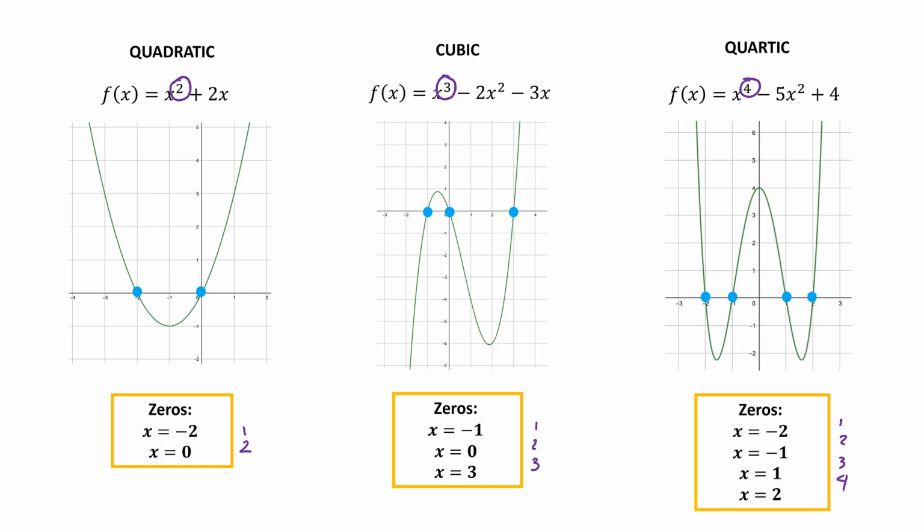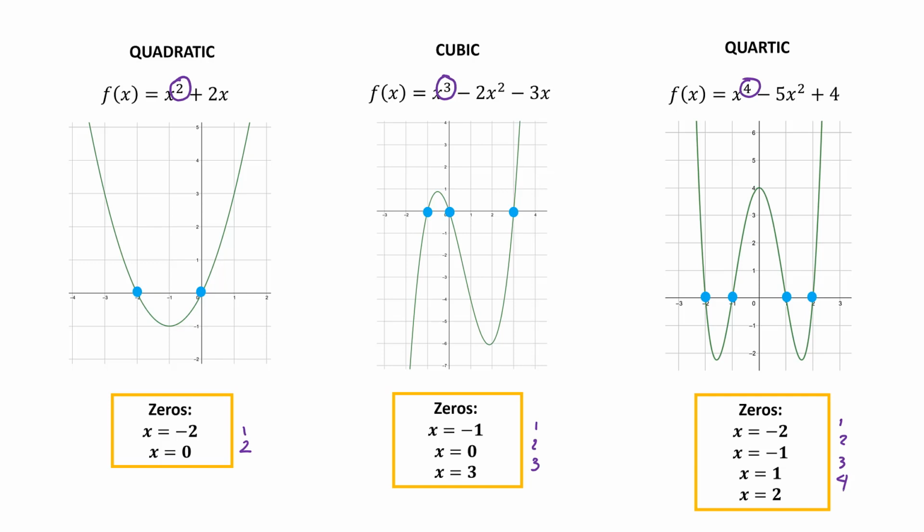Now, this doesn't mean that the degree of the function will always be the number of zeros that the function has. But it does tell us the maximum number of zeros that you can have. For example, the quadratic function can have 2, 1, or no zeros, but it can never have more than 2. The cubic function can have up to 3 zeros, but never more than 3. It can have 2, 1, or none. And the quartic function can have up to 4 zeros. It can also have less or none, but it can never have more than 4.